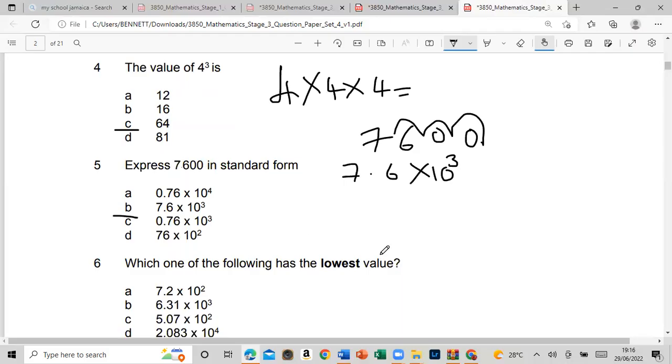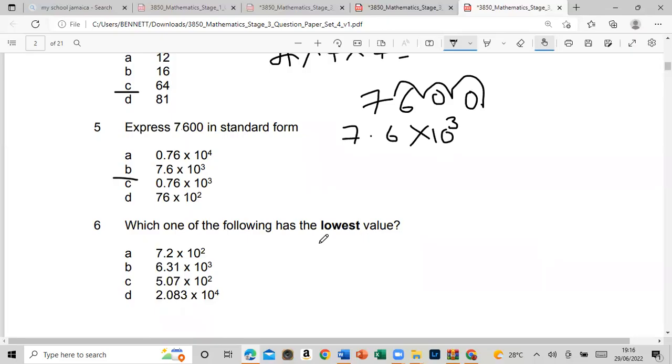Which one of the following has the lowest value? This can be very interesting. I love this one. Now 507, right? I can move this. If I want to move the decimal point 2 places, 1, 2. I think it's this one. 507, we're going to move 4 places, 1, 2, 3, 4. That's 2,000. So 7.2. Very interesting. That's 720. So this is C.